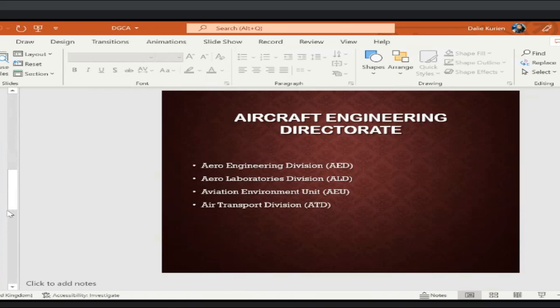Now, the Aircraft Engineering Directorate deals totally with engineers. Whoever is an engineer should carry a DGCA certificate with them. Only then would they be accommodated as an engineer. So this is the engineers' directorate under DGCA.